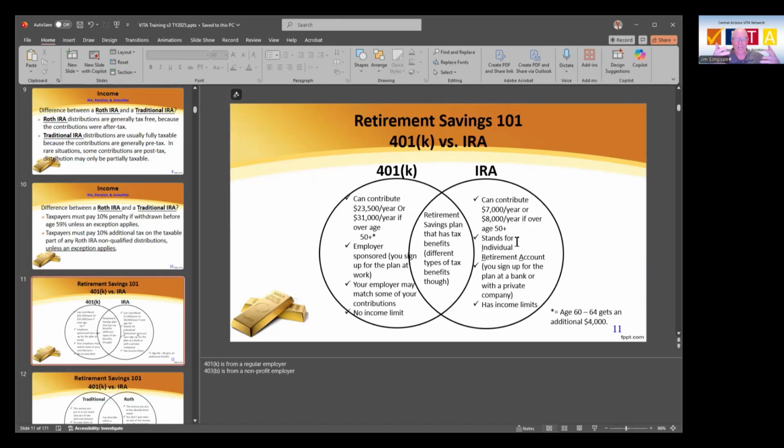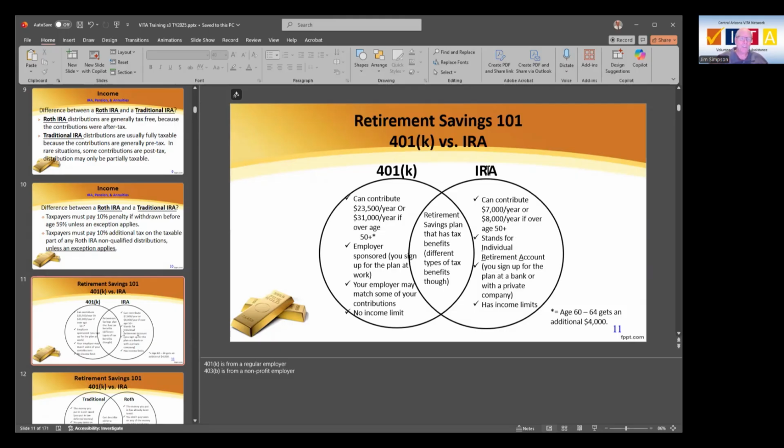But a 401k and an IRA are pretty similar, meaning the money that you put into the regular 401k, you don't have to pay taxes on. It grows and grows and grows. And then when you start taking it out, it's 100% taxable.